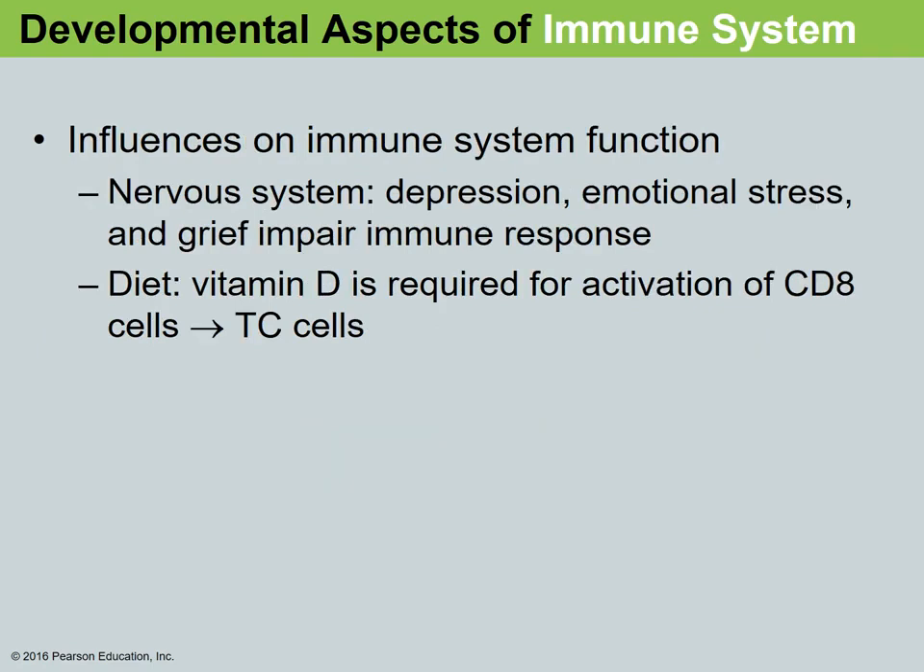Different things can have an influence on immune system function. The nervous system, things like depression, if you're under a lot of emotional stress, if you're under a lot of grief, these can all kind of suppress or impair the immune system. Diet plays a role in terms of vitamin D, which is necessary for activation of the CD8 cells, which activate the cytotoxic T cells. So a deficiency in vitamin D can have an adverse effect on the immune system.